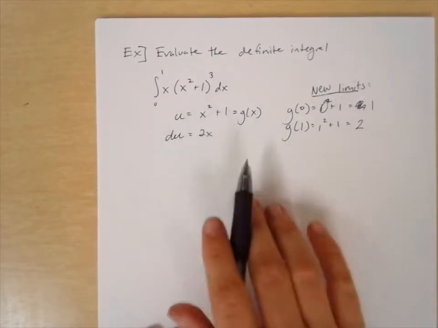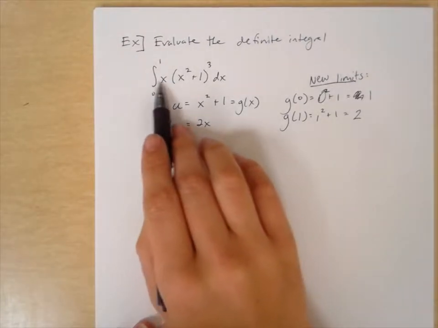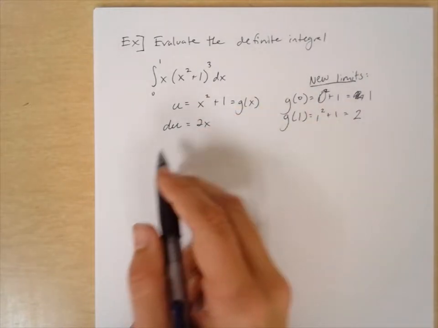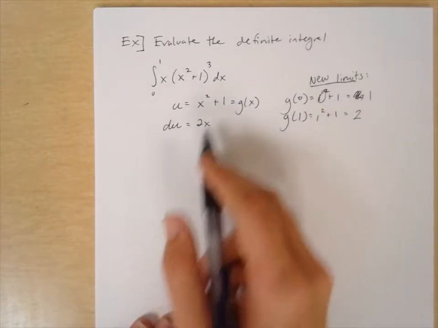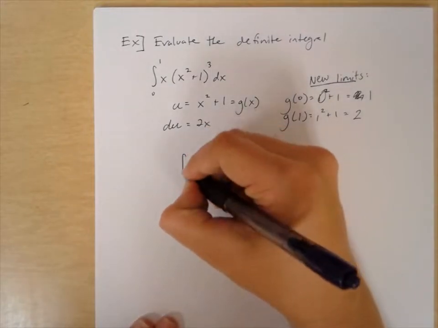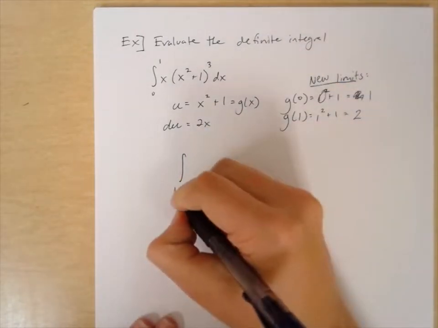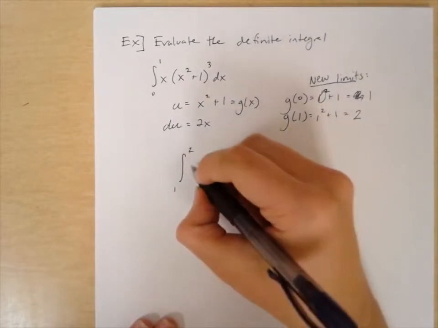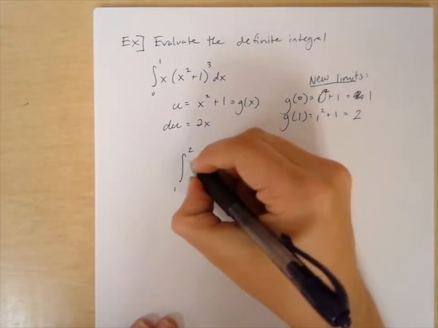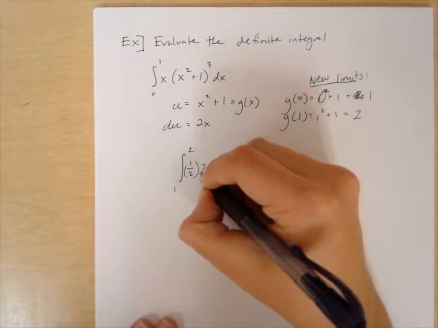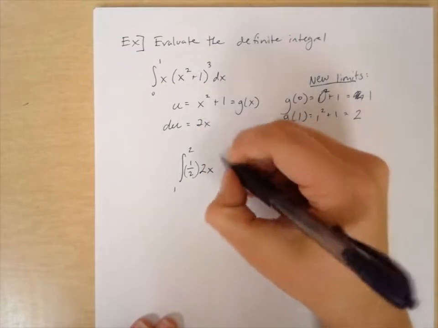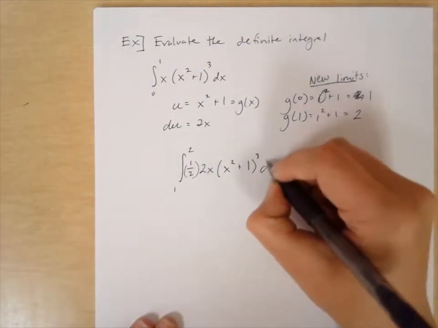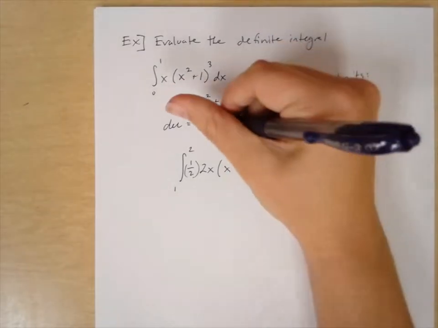Remember from yesterday's lesson, though, since du is 2x and we only have an x, we need to do that 2 and that 1/2 thing. So when we write our whole new integral, we're going to write it with the new limits, and we're going to write it in terms of u and du. So we're going to say the integral from 1 to 2, new limits. And now we're going to say 1/2 times 2x, now we have a du, times x squared plus 1 cubed dx. Oh, this is a dx up here too.